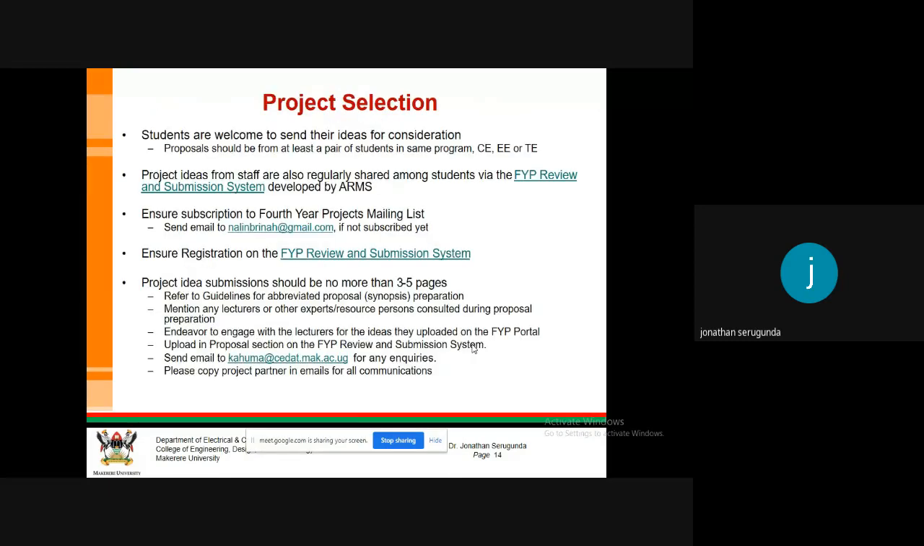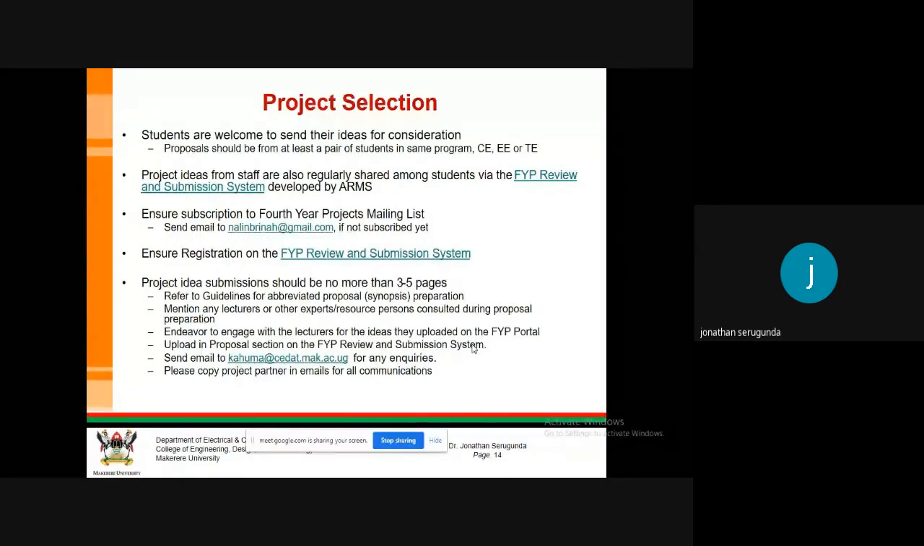Okay, so project selection. At the beginning of the semester, or sometimes even before the semester when people are carrying out their internship at the end of their third year, we ask students to engage lecturers and develop these ideas. And then we'll also ask lecturers to provide ideas so that the department creates a list from which students can select these ideas.